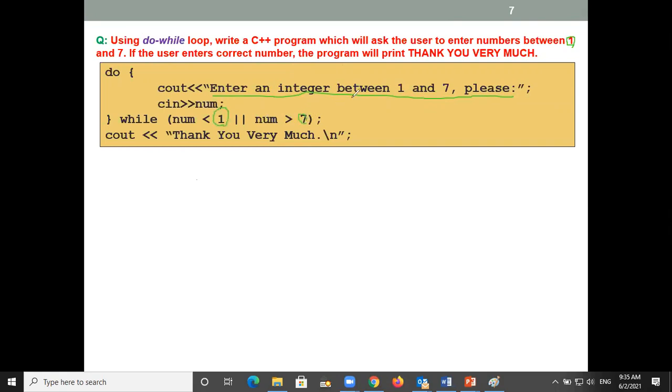If the number is changed to another number, please try to put it there. And then also the last output is not going to be thank you very much. So they will change something here. If they change something here, then you change also something here. Is it okay, students? Is it okay?